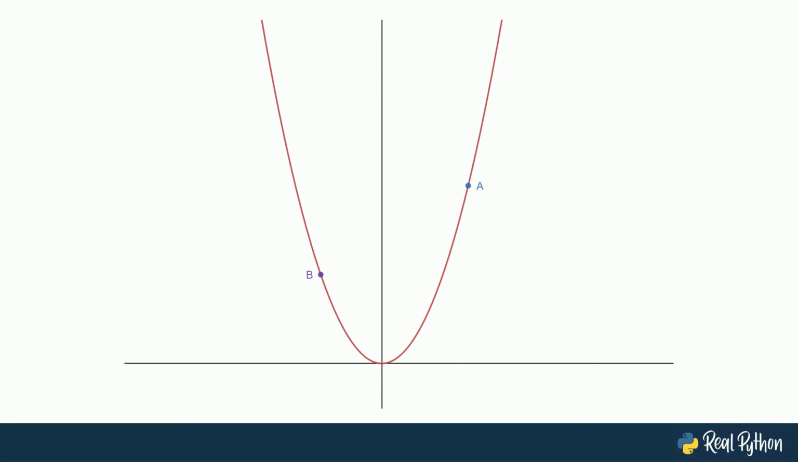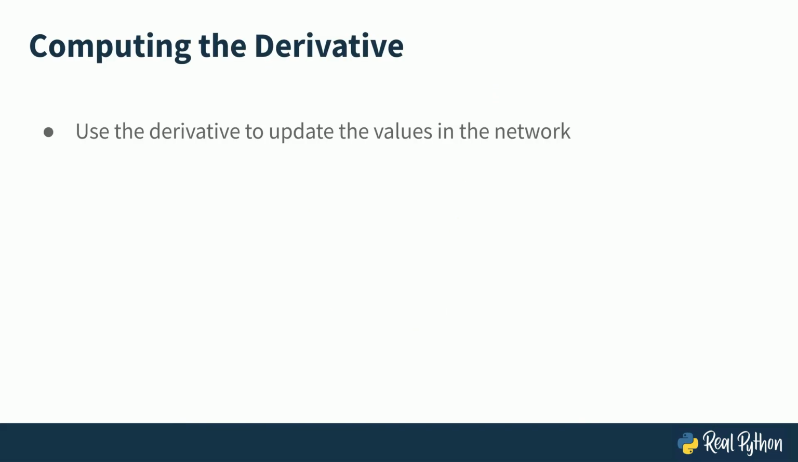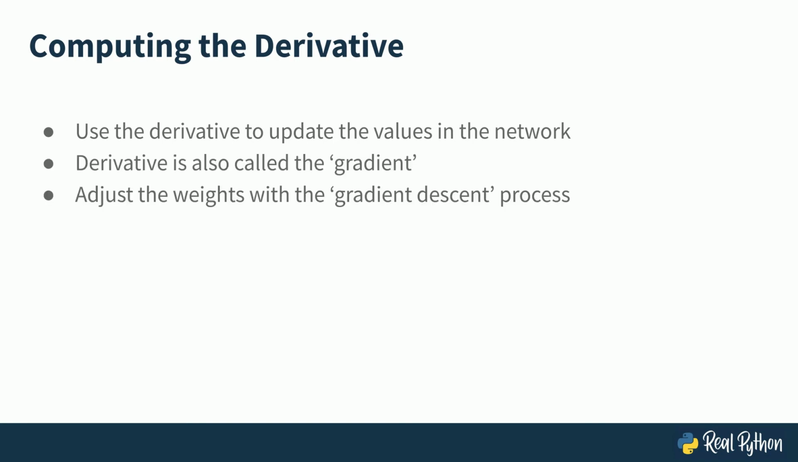Like with vectors earlier, it's easy to see this in a graph, but how do you do it in Python? You'll use the derivative of the cost function to determine the direction to adjust the values. And the derivative is also called the gradient. And finally, gradient descent is the name of the algorithm used to adjust the weights.